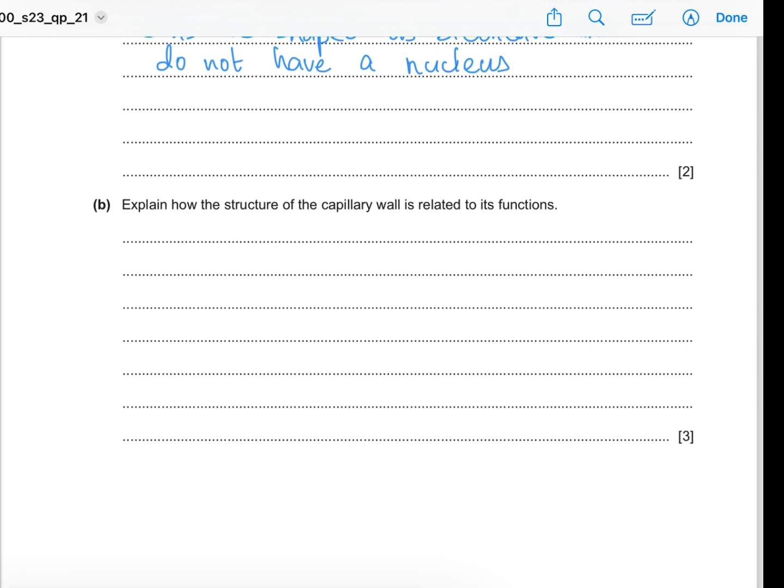B. Explain how the structure of capillary wall is related to its function. So the capillary is only one cell thick. It's made up of endothelial cells which have gaps between them. These are called endothelial pores. So the one cell thick wall of capillary provides a short distance for diffusion, allowing rapid gas exchange.